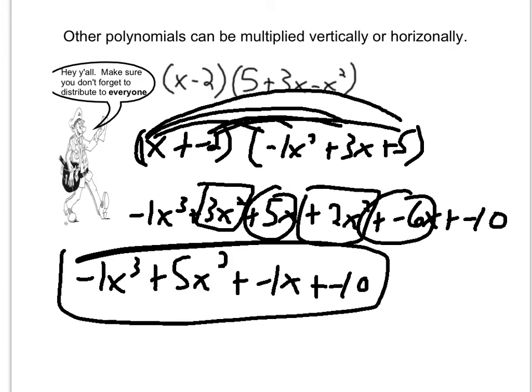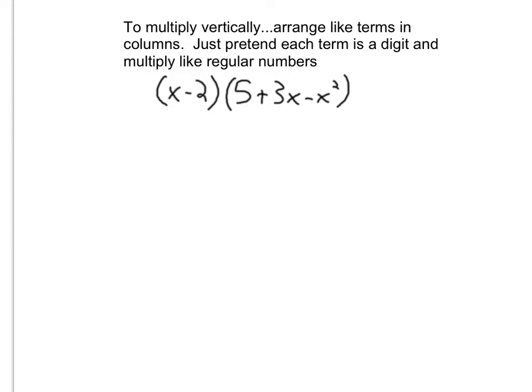And if you want, we can also do it vertically, like we multiply regular numbers. So I'll review this and look at how to set this up. We can multiply this vertically by arranging the terms in columns and then pretending that each term is a digit and multiplying. So for example, let's say I told you to multiply 432 times 57.